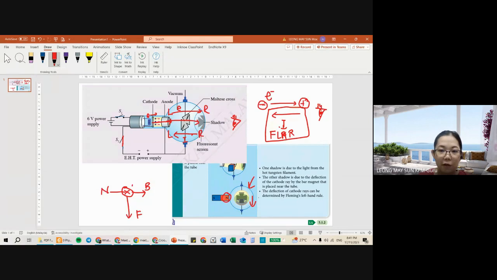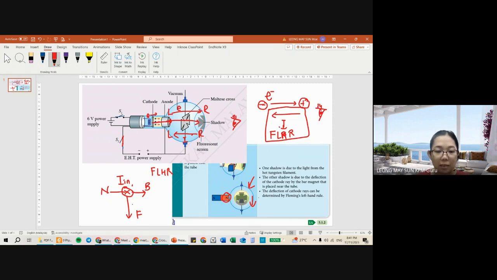So from the front view, we see the current entering into the page. When the current goes into the page and you bring a north pole closer to this side, the magnetic field will actually be pointing towards the right hand side. And using the Fleming left hand rule. Why left hand rule? Because there's current already. There's charge moving. So that's the reason why we use Fleming left hand rule.